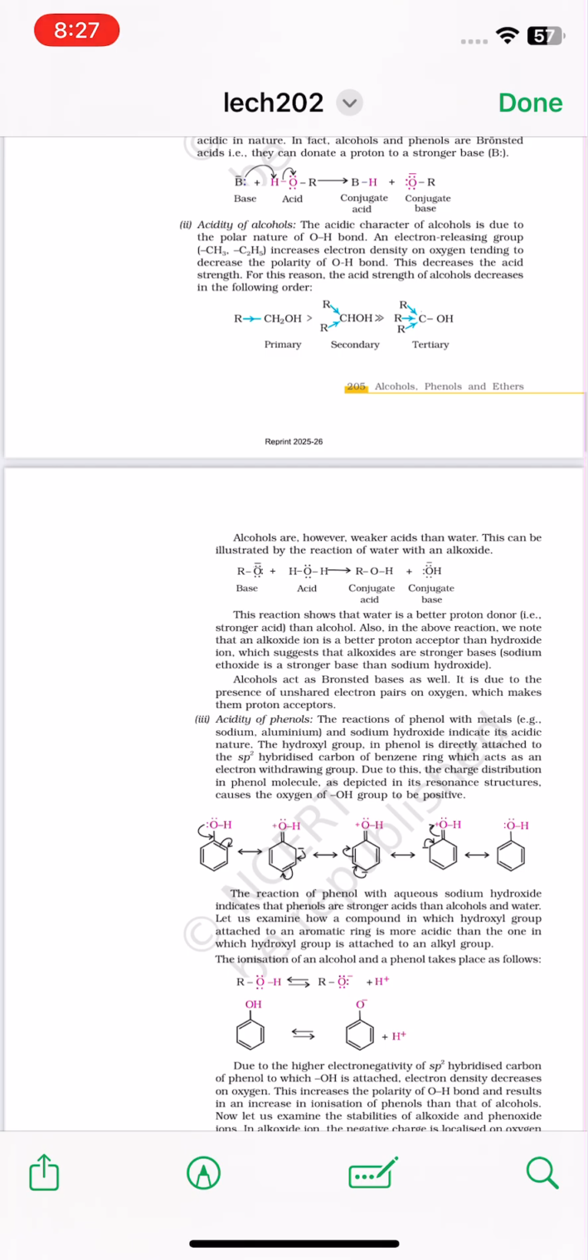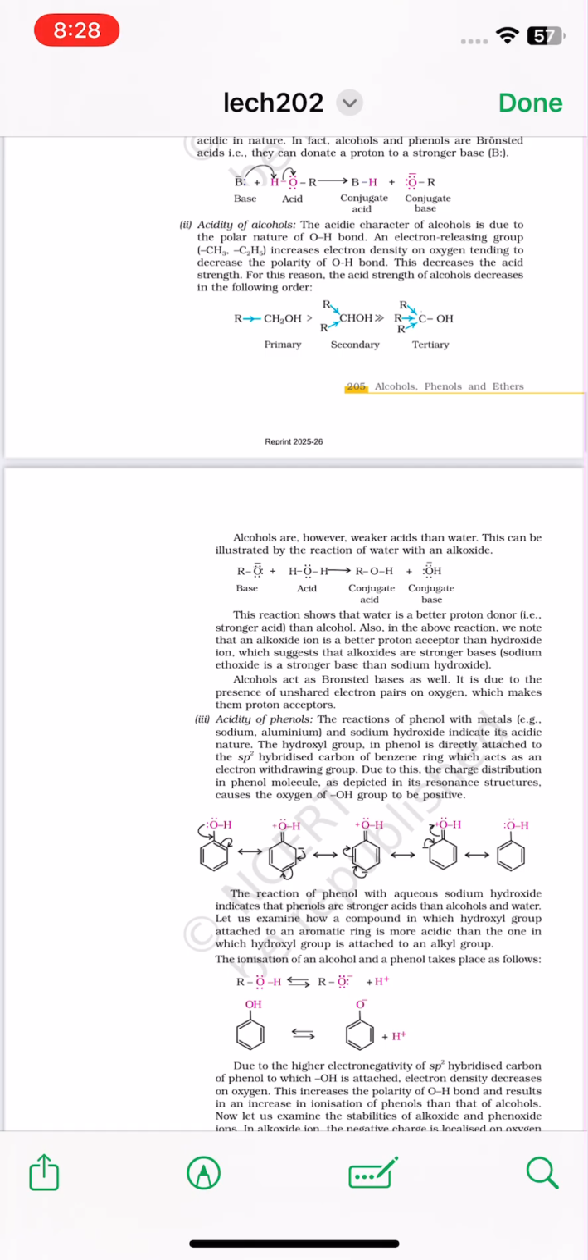Base plus acid gives us conjugate acid and conjugate base. This reaction shows that water is a better proton donor, i.e. a stronger acid than alcohols. Also, in the above reaction, we note that an alkoxide ion is a better proton acceptor than hydroxide ion, which suggests that alkoxides are stronger bases. Sodium ethoxide is a stronger base than sodium hydroxide.